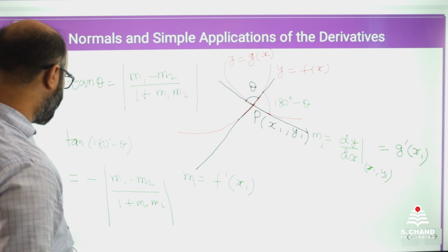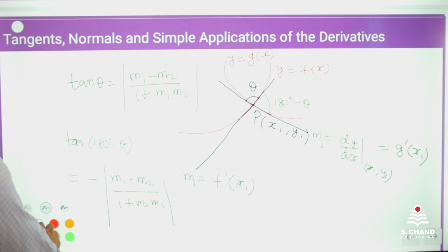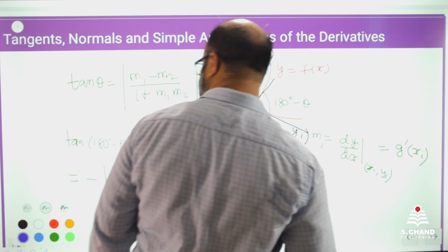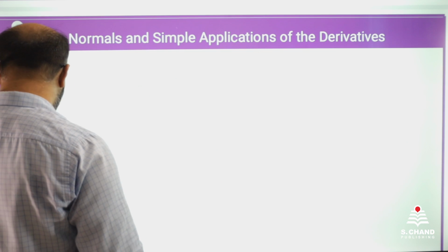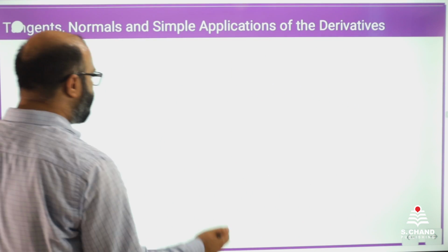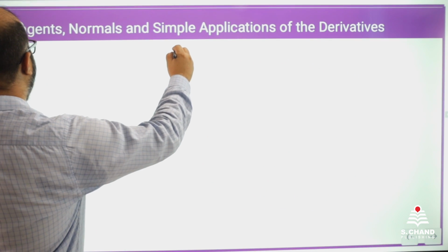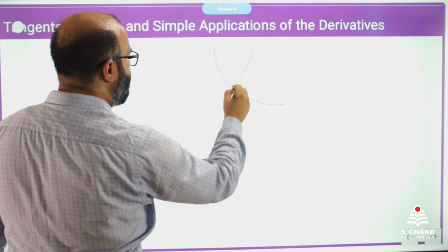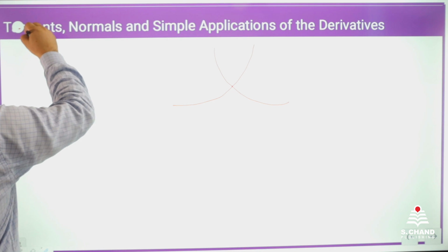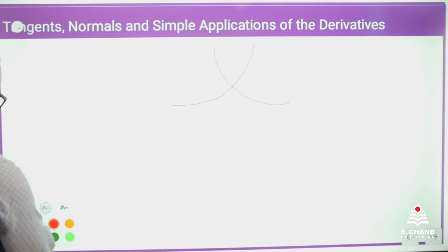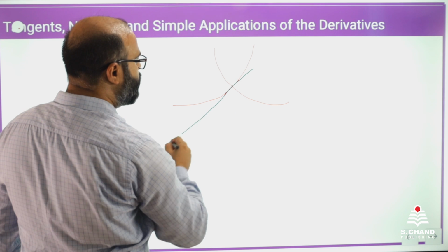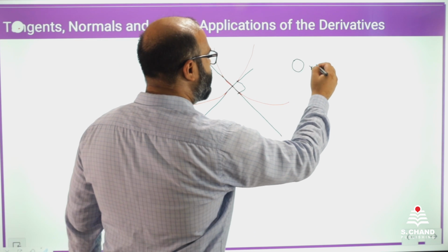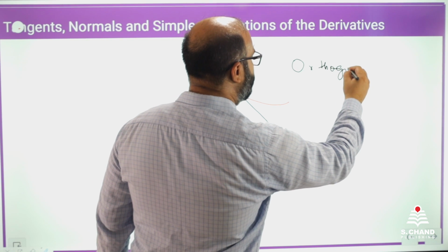Now here a special condition can arise. Suppose it is said that these two curves are orthogonal curves. So what is the orthogonal curve? Orthogonal curves are two curves which intersect each other perpendicularly. That means the tangents are perpendicular to each other. So this is a tangent and this is a tangent and they are perpendicular to each other. Such curves are called orthogonal curves.